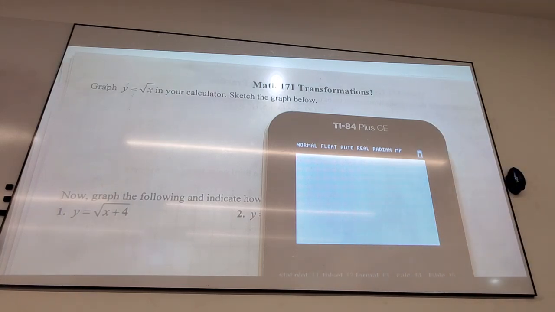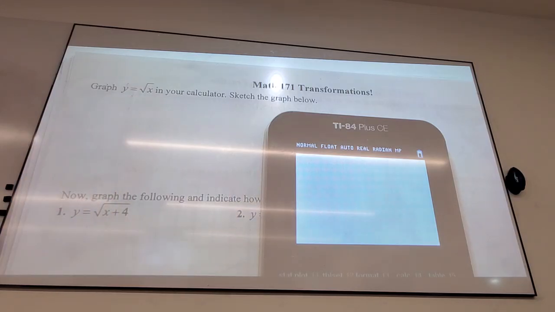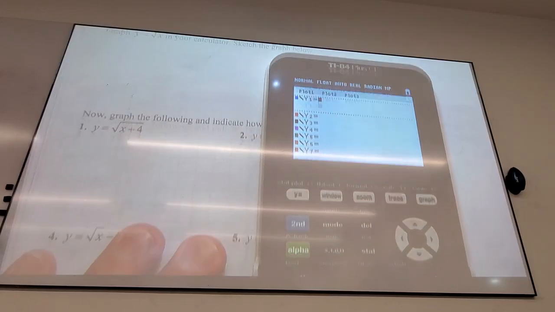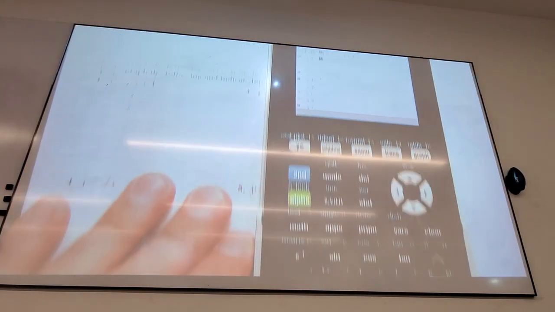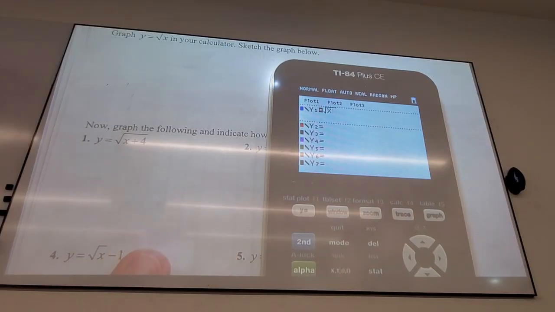So do you remember how to get that in your calculator? Second x squared. Oh, I'm sorry, square root. I'm talking about y equals. Oh, my bad. And then the square root button, like Damien said, is right above the x squared button. So square root x.